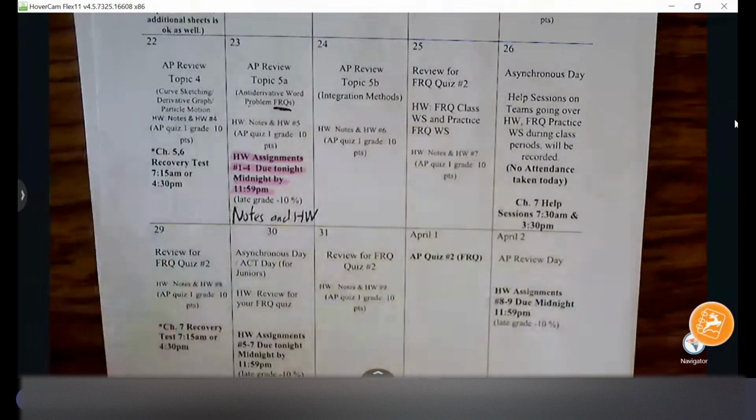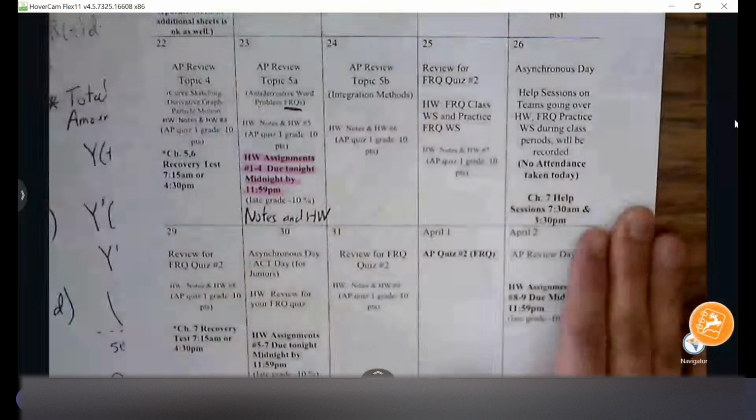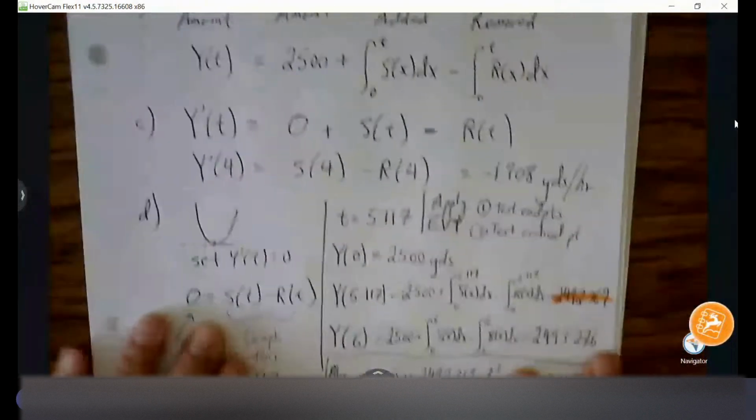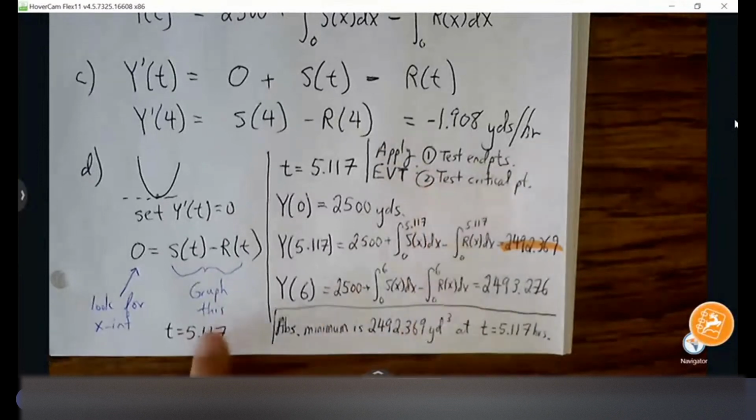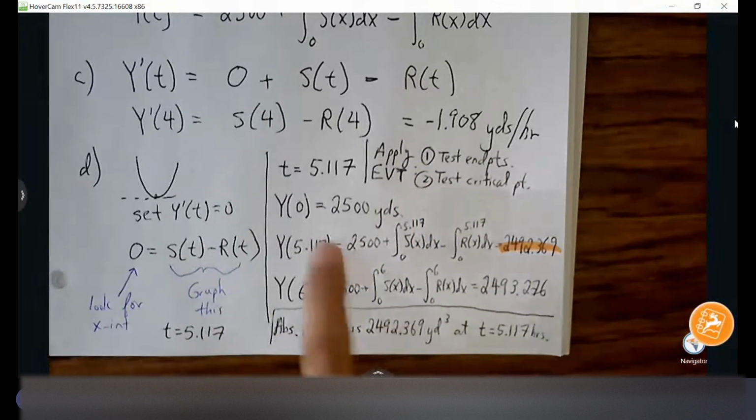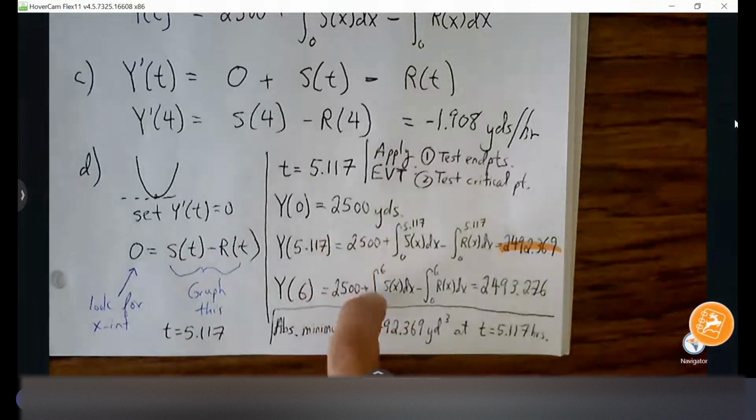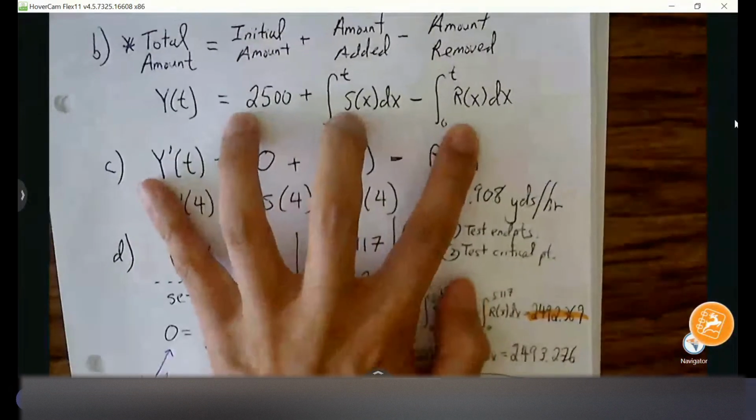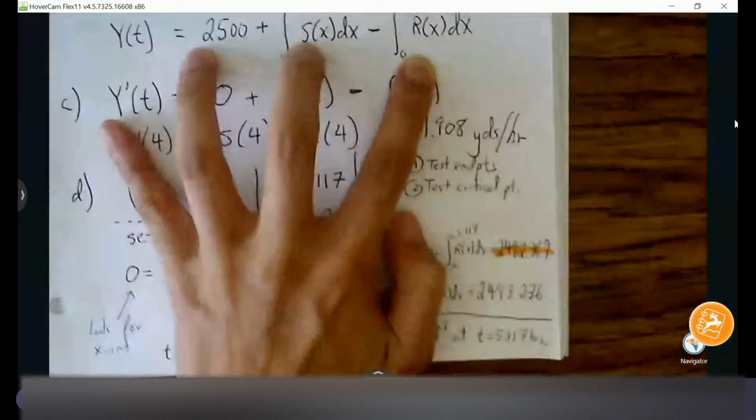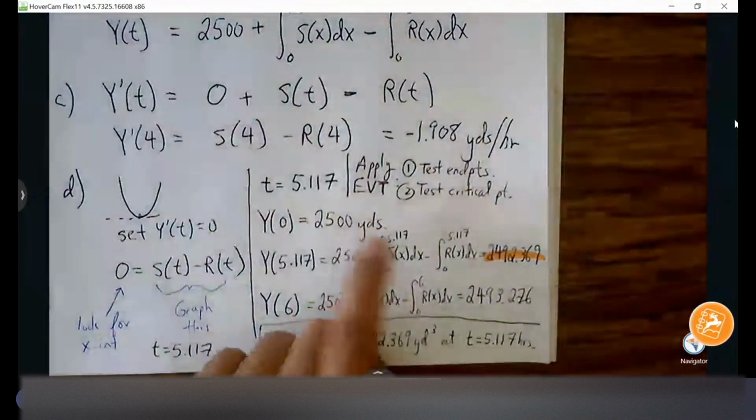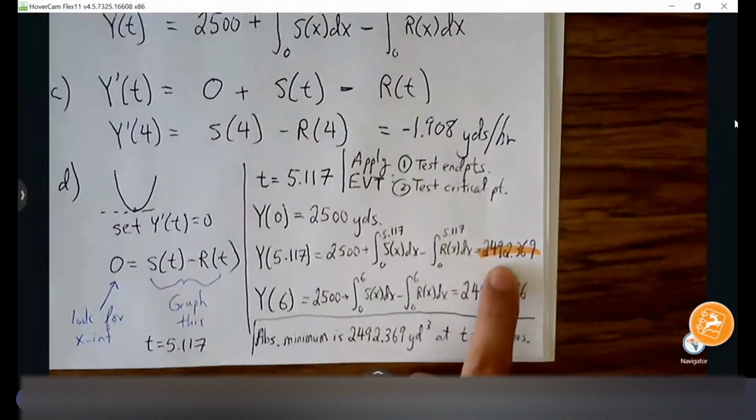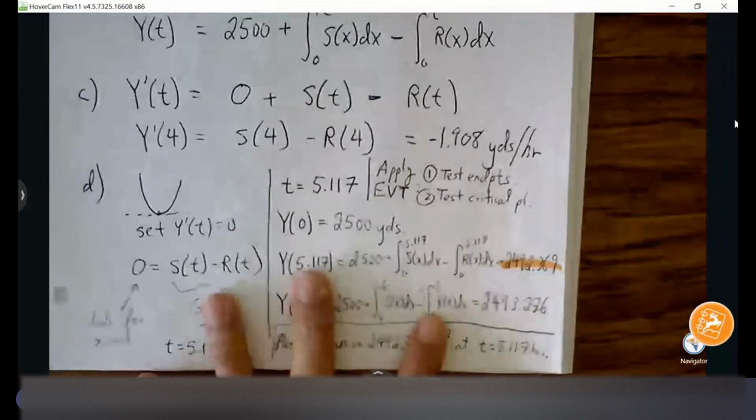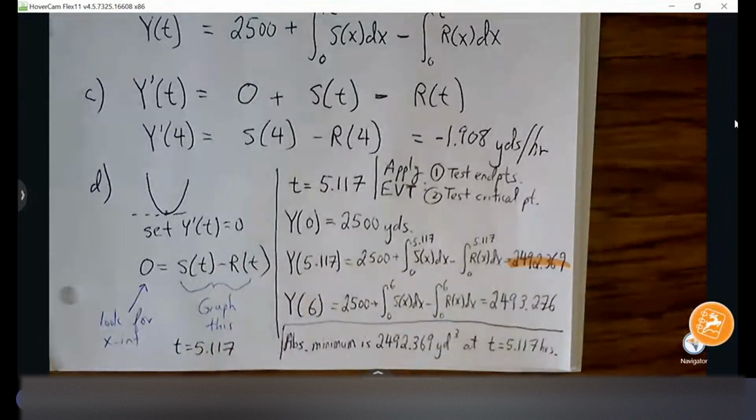The FRQs on the worksheet, we finished number 3 yesterday, right? We identified the importance of applying the extreme value theorem. After we find our critical point at the end, we tested our critical point along with our endpoints in our original y of t function, which will tell us the exact amount of sand at those moments in time, and whatever is the lowest of these 3 values must be the absolute minimum. So we found that to be true, applying the extreme value theorem within this larger context of an antiderivative word problem.